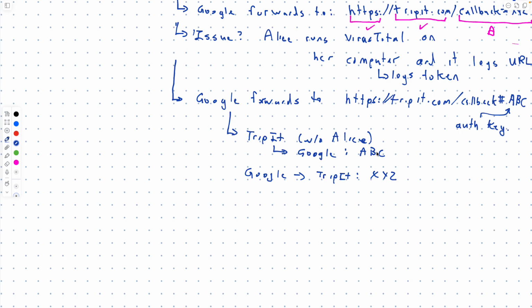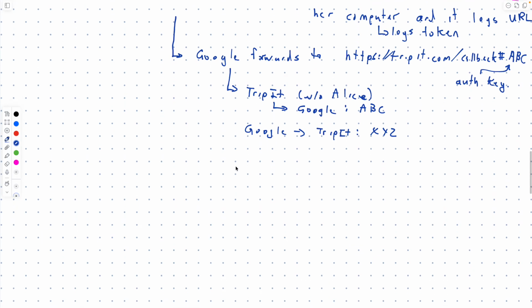Okay. So what we're going to do is we're going to try and scope this token so that TripIt is the only person that's allowed to ask for it. So when we get ABC, we'll also check that it's coming from TripIt. And if it's coming from TripIt, then we'll give XYZ. And if it's coming from any other website or any other domain or IP address, then we won't accept it.